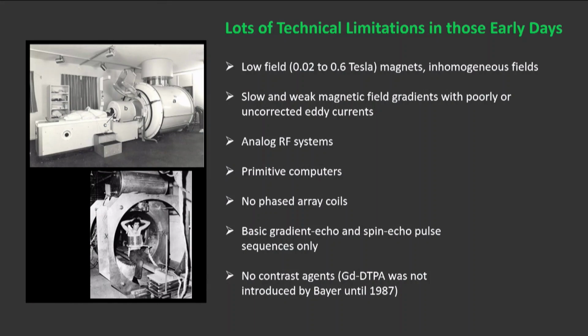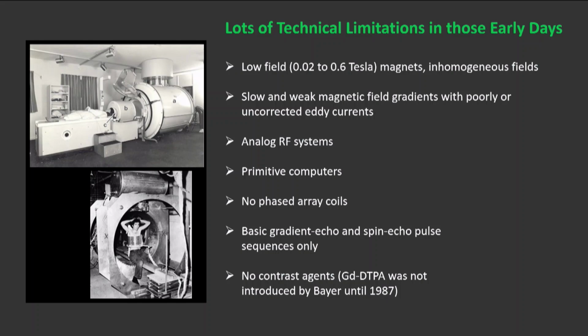So what did we have to deal with? Well, you know, some of the first scanners were 0.02 Tesla. I did a lot of my early work on a 0.6 Tesla scanner, which at the time I was actually doing pulse programming on that thing. The magnets were slow. They had uncorrected or poorly corrected eddy currents.